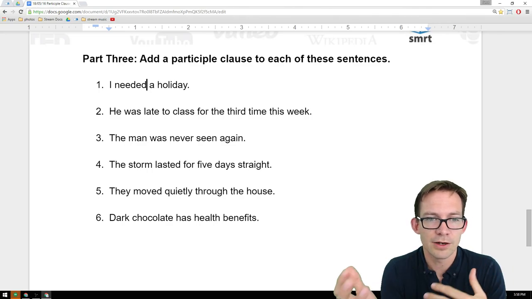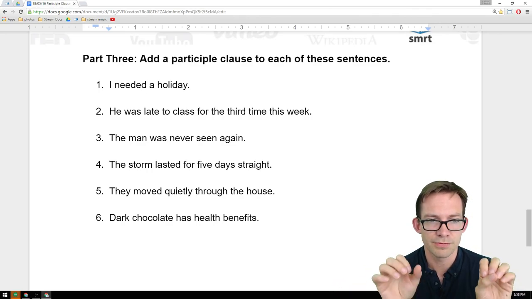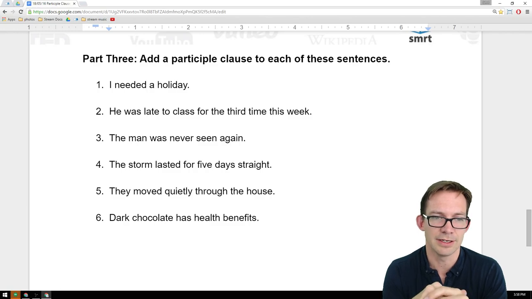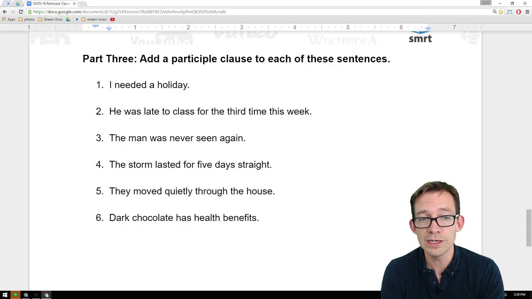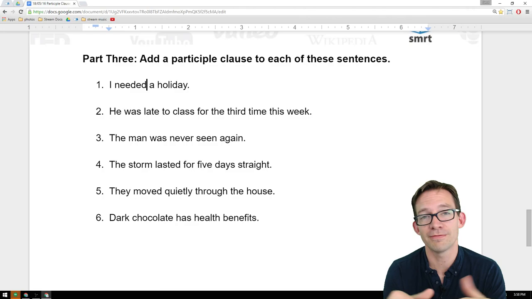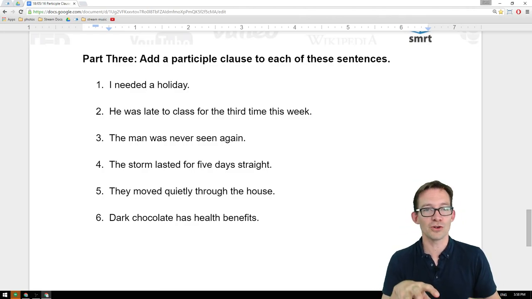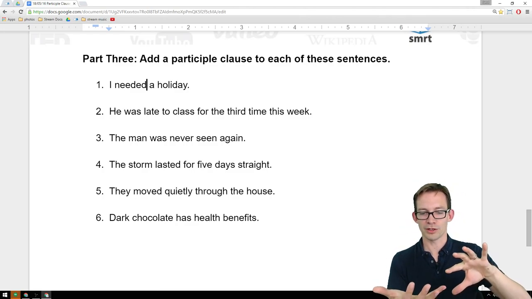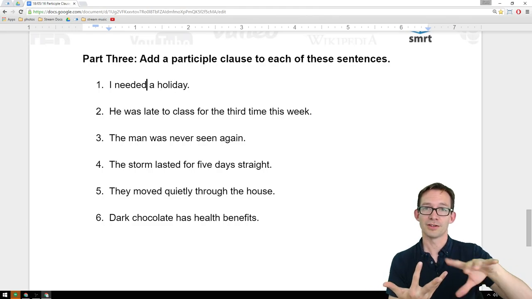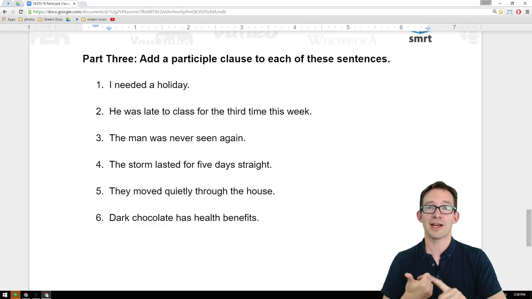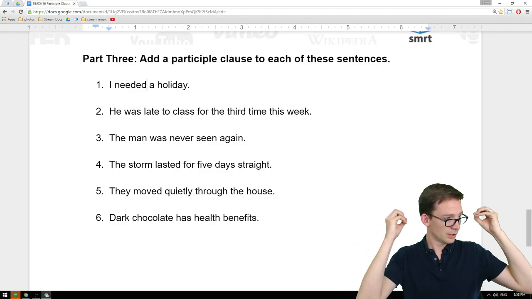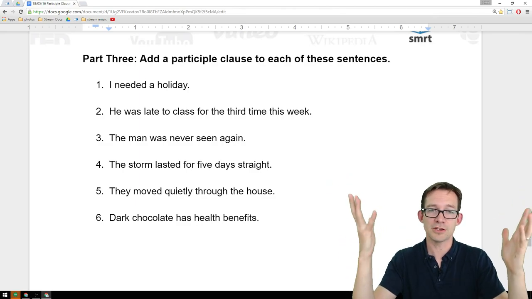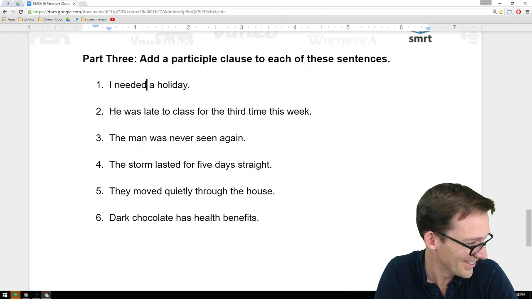So I needed a holiday. Put some kind of participle clause in that sentence. And you'll notice that I've given you 6 sentences. What I'd really like to see is 6 different functions of participle clauses. So if you could try to put a participle clause to show reason, result, condition, same time, after, and a reduced adjective clause, that would blow my mind. That would amaze me. I would be so impressed if you could do that.